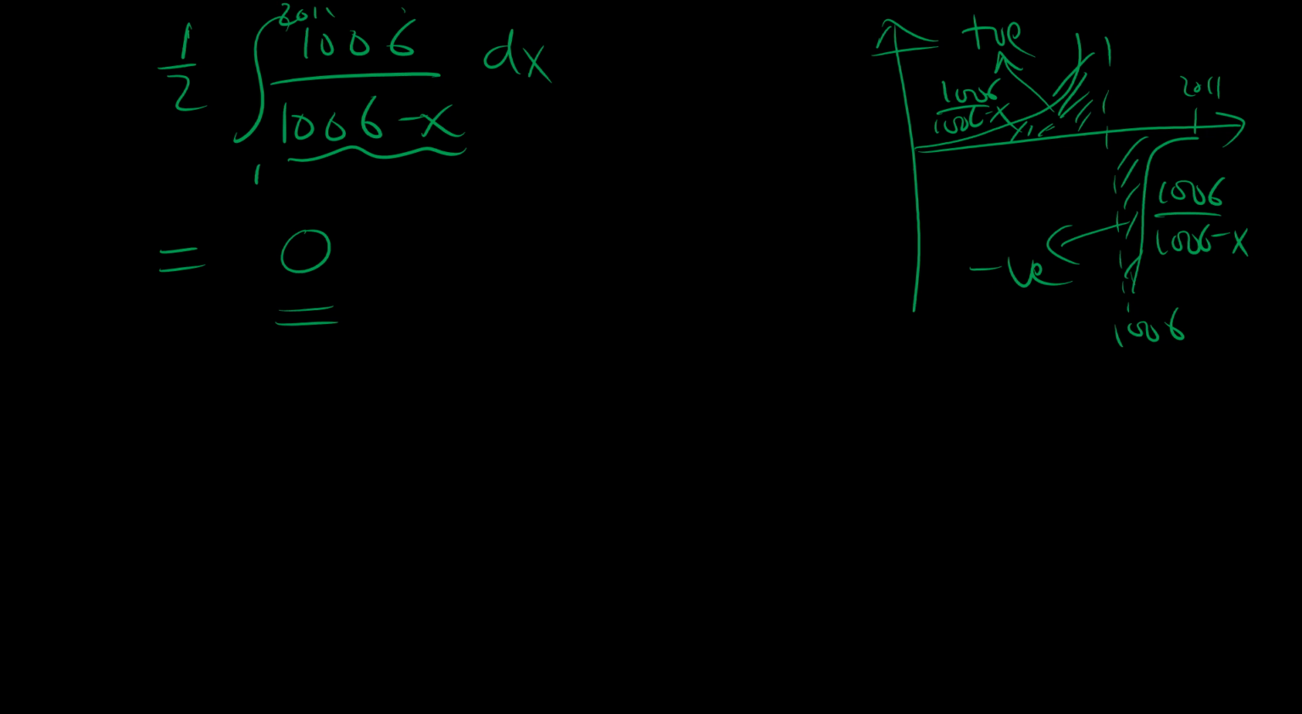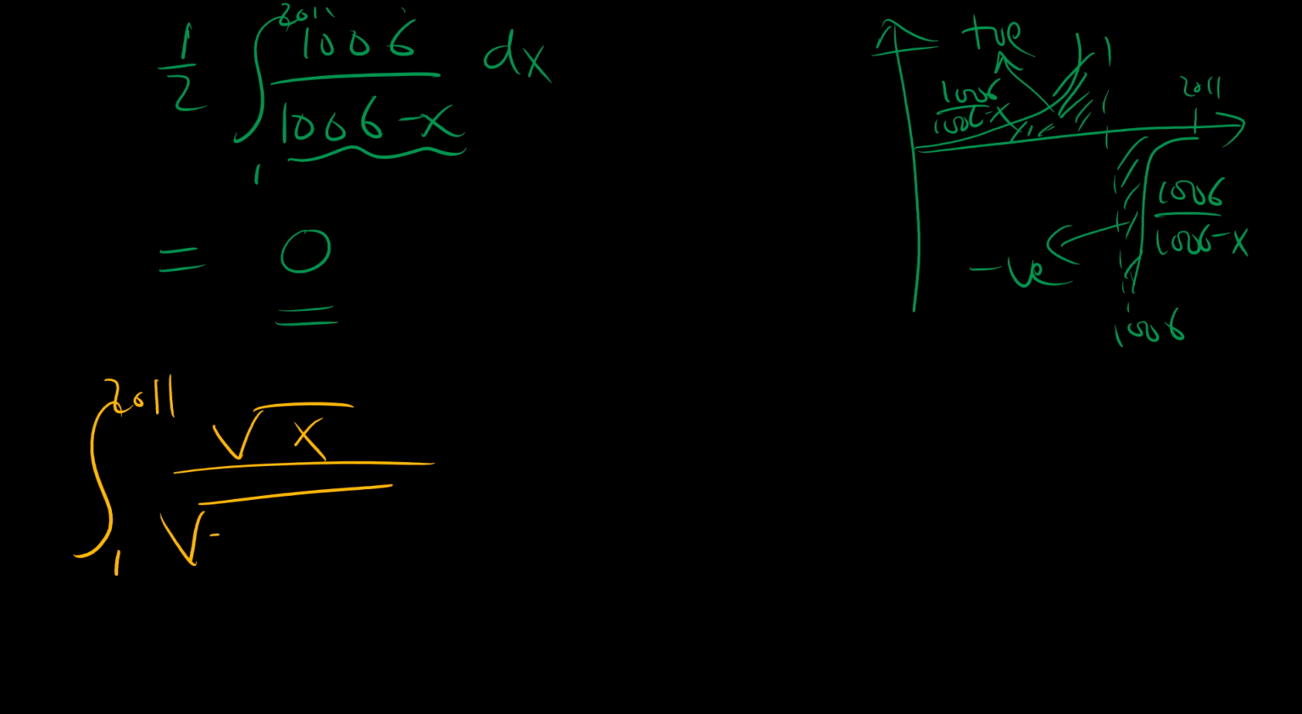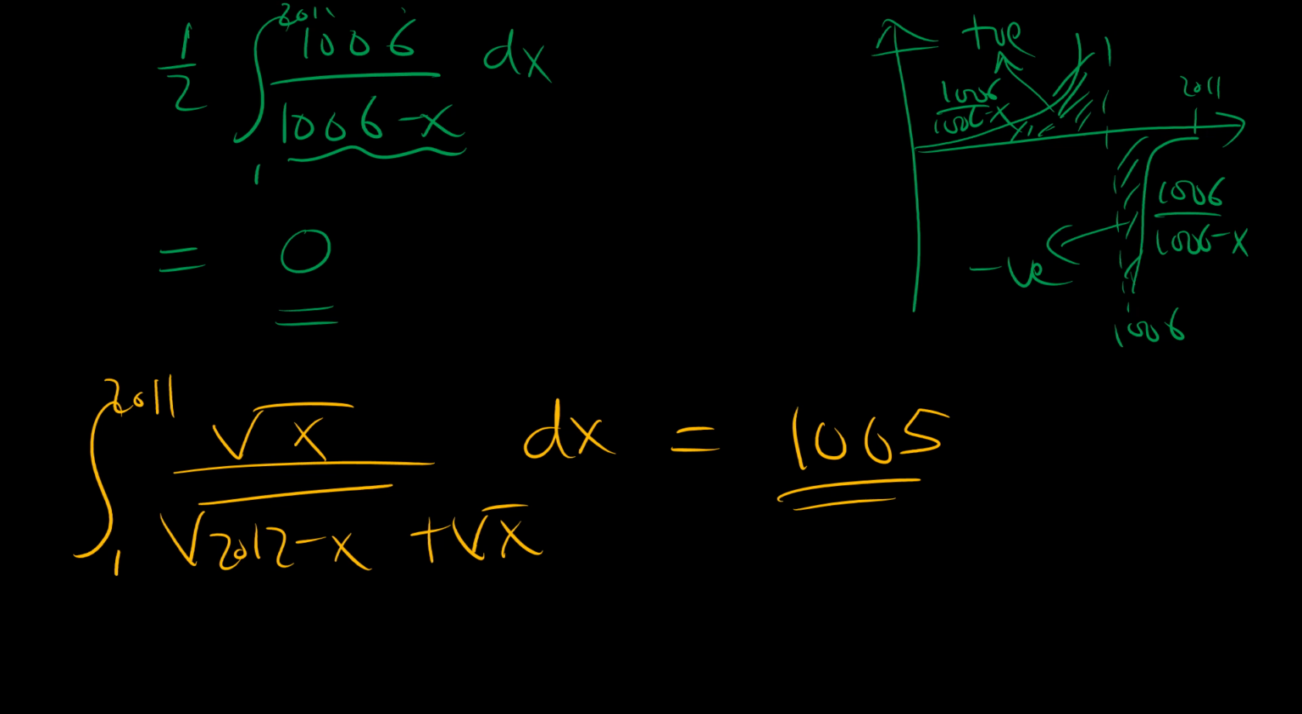What our integral now becomes is, the only integral that remains is the blue integral, and now we say that the integral from 1 to 2011 of the square root of x over the square root of 2012 minus x plus the square root of x is equal to 1005. What remained from the blue integral. So that is the answer. It just requires a lot of knowledge on graphing. Yeah, that's our answer.